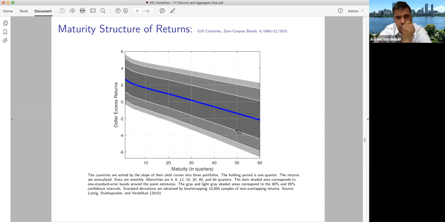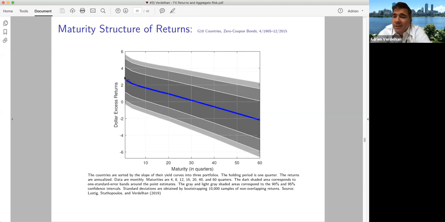So you borrow for one quarter, you lend your money for one quarter, but you can go long and short treasury bills. That's the first point you're going to see here on the left-hand side of this graph. And if you just play with G10 countries, on average, you're going to make something like a 3.5% return. And since the standard deviation is around 10, the Sharpe ratio is pretty good.